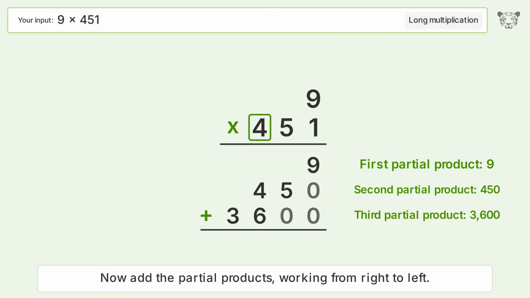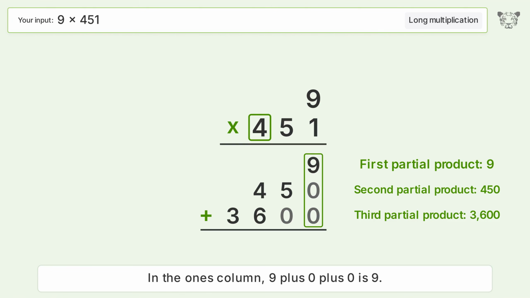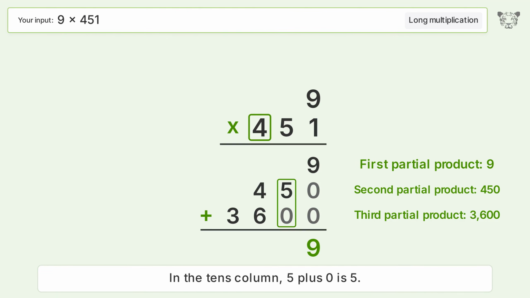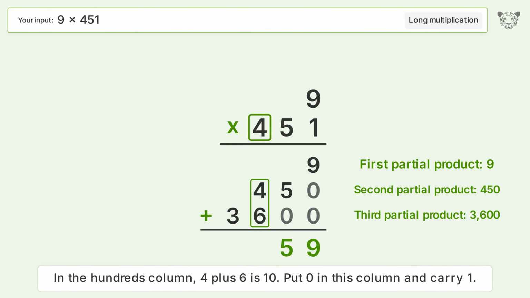Now add the partial products, working from right to left. In the ones column, 9 plus 0 is 9. In the tens column, 5 plus 0 is 5. In the hundreds column, 4 plus 6 is 10. Put 0 in this column and carry 1.